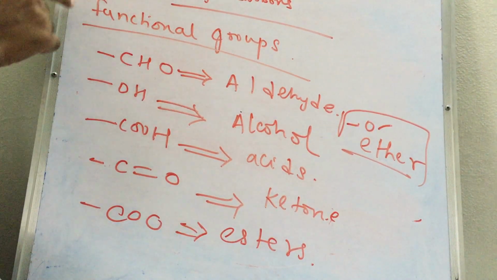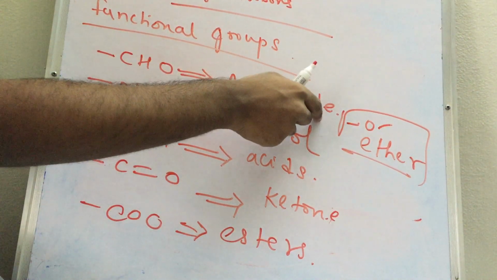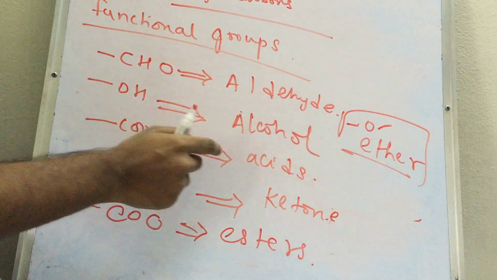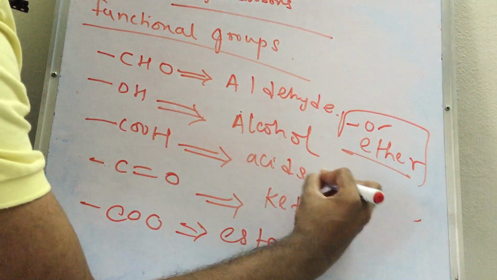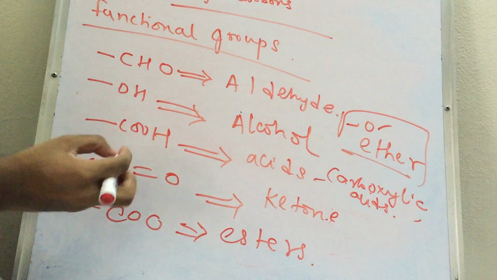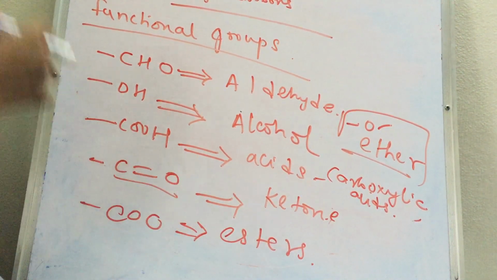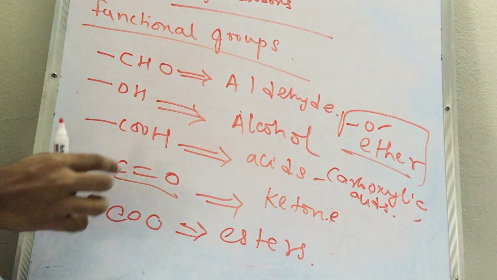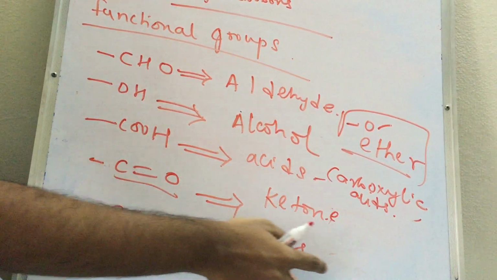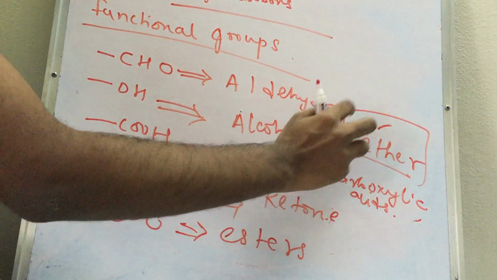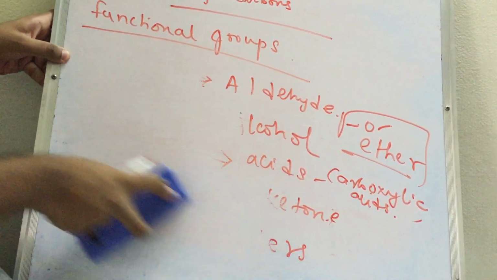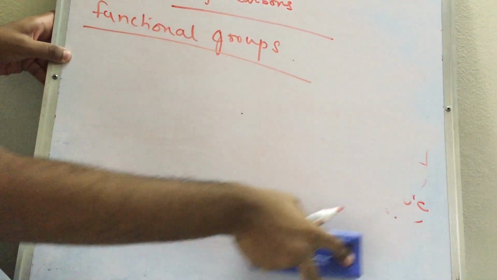So the first one is the functional groups. CHO is a functional group which represents an aldehyde. OH is the functional group that represents an alcohol. COOH is the functional group that represents the acids, or you call these carboxylic acids. And now C double bond O, this is where everyone gets confused, even in the higher classes. C double bond O represents ketones. C and then two O's together form an ester, which is a sweet smelling compound, and just an oxygen linkage forms an ether.